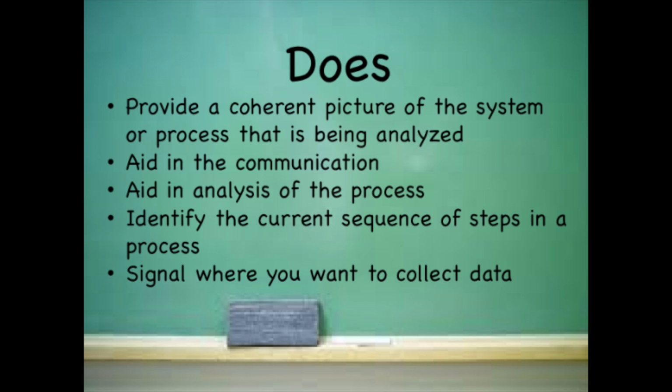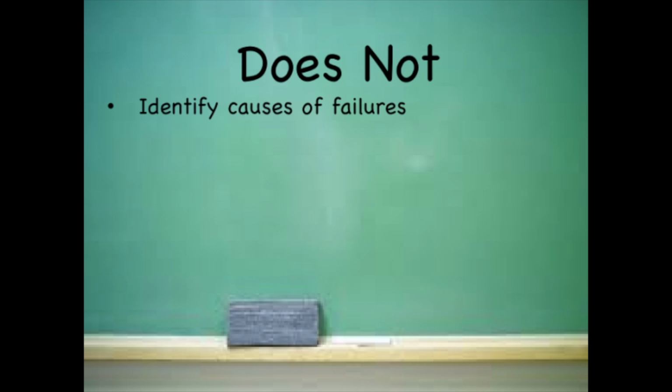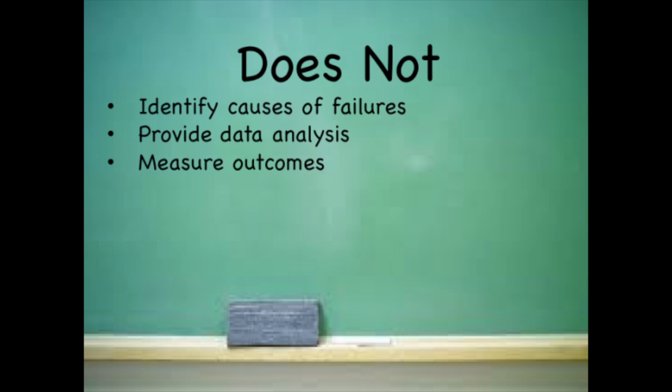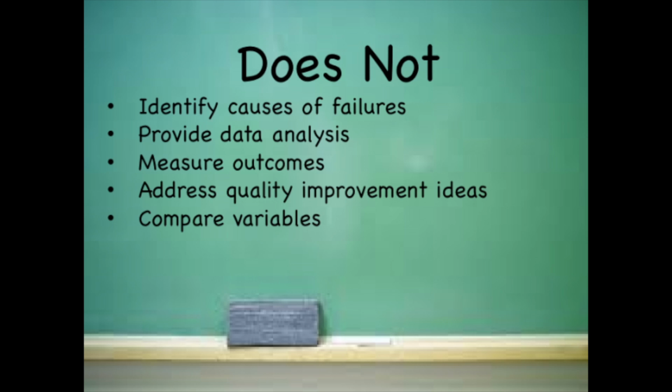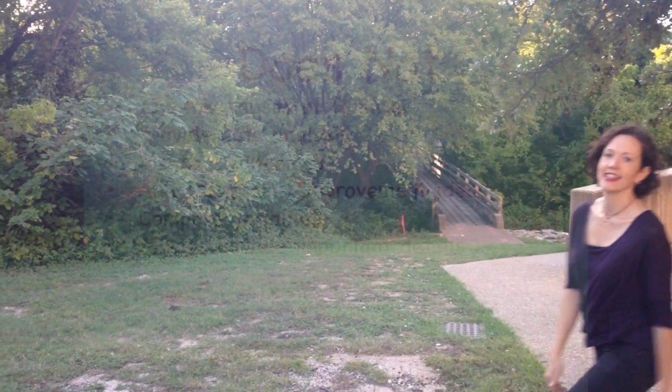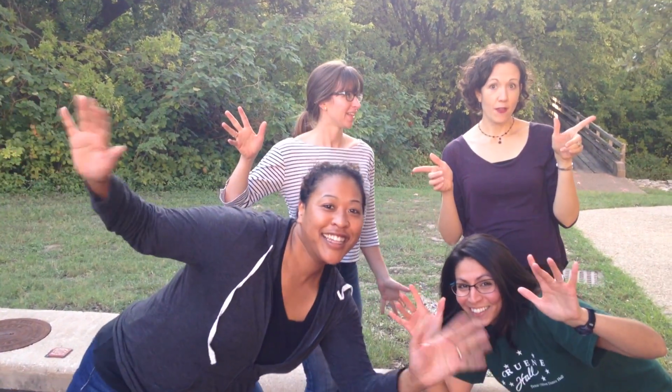Now, the limitations: what the process flow map does not do is identify causes of failure. It does not provide data analysis, does not measure outcomes, does not address quality improvement ideas, and does not compare variables. And it does not always include important detail. So that's a process flow map.